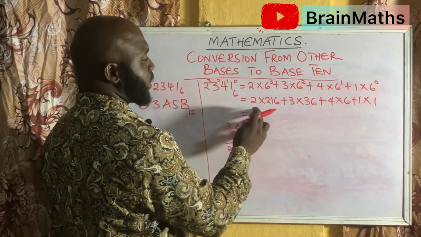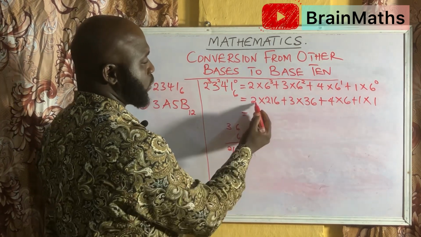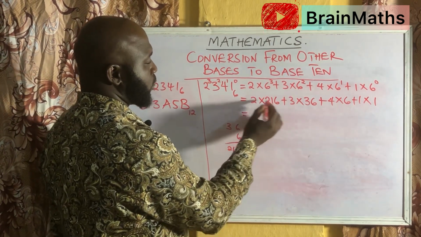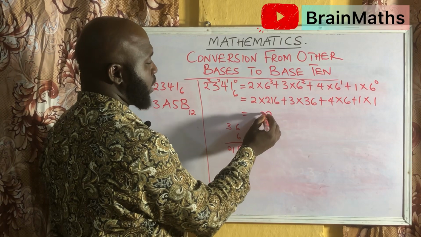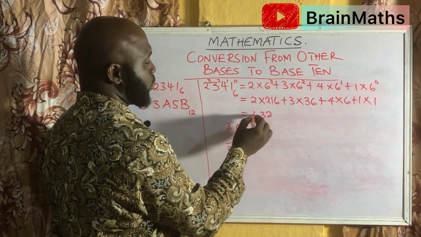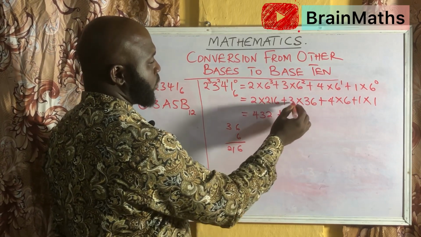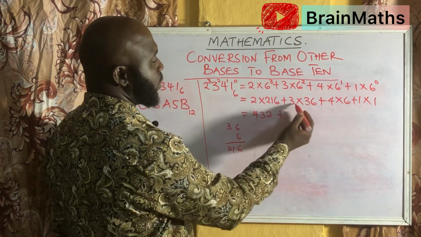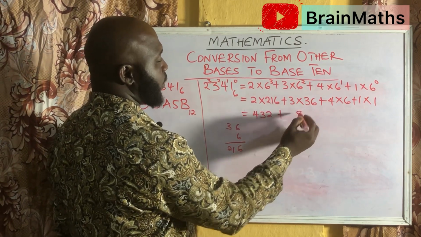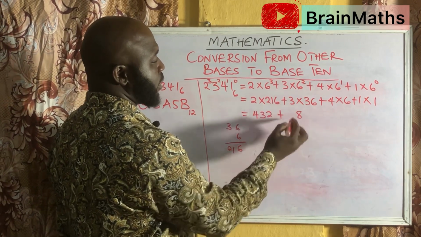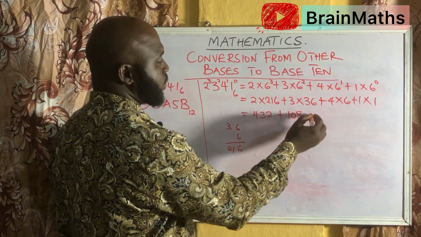So we have 2 times 216. 2 times 6, 12. 2 times 1, 2 plus 1, 3. 2 times 2, 4. Plus 3 times 36. 3 times 6, 18. Remainder 1. 3 times 3, 9 plus 1, 10.